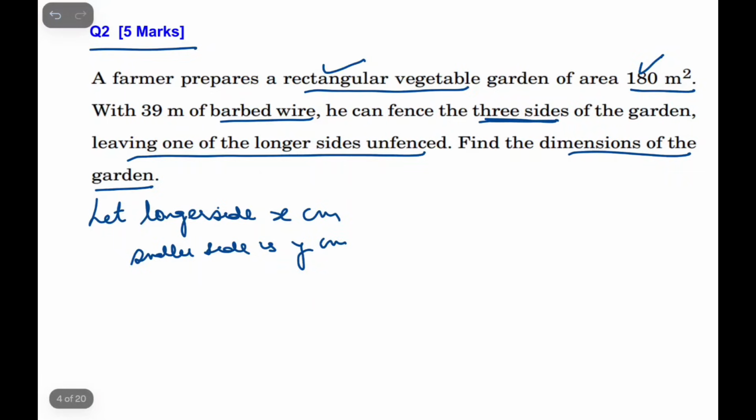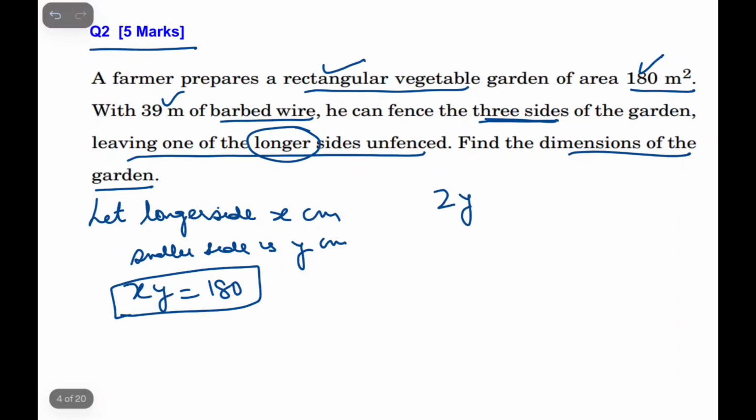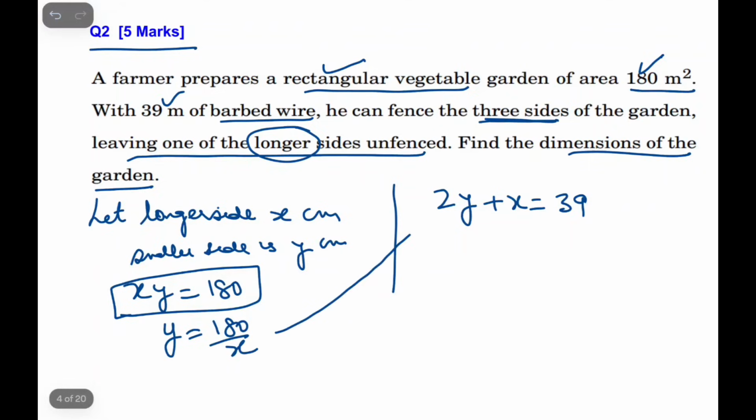Now the area is given to be 180. We have a rectangular garden, so x times y will be equal to 180. This is the area part, and now he has fenced with 39 meters of wire, leaving the longer side. So the 2 smaller sides plus 1 longer side is given to be 39. So we will be substituting from here the value of y is equal to 180 upon x. We will be substituting this value here: 2 times 180 upon x plus x is equal to 39.